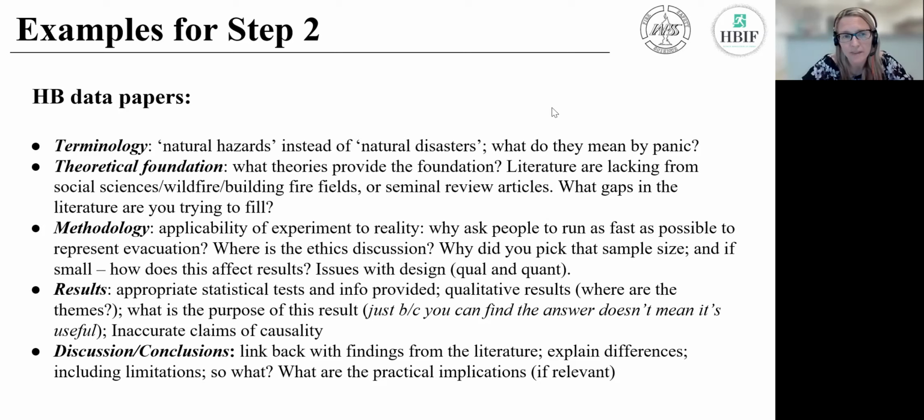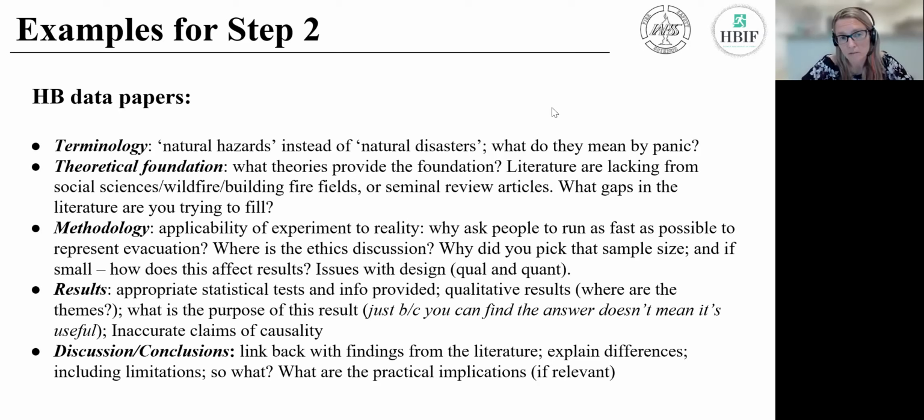Related to methodology, there's a lot, right, that I look for in data papers. The applicability of experiments to reality, right? If you've asked people to run as fast as possible, what does that represent when we're talking about building fire evacuation? I'll ask, where's the ethics discussion if I don't see one? Why did you pick that sample size if it wasn't clarified or discussed in the paper? And if it's small, then how does this affect the results? Any issues with design, both qualitative and quantitative, is where I would make some comments related to methodology.